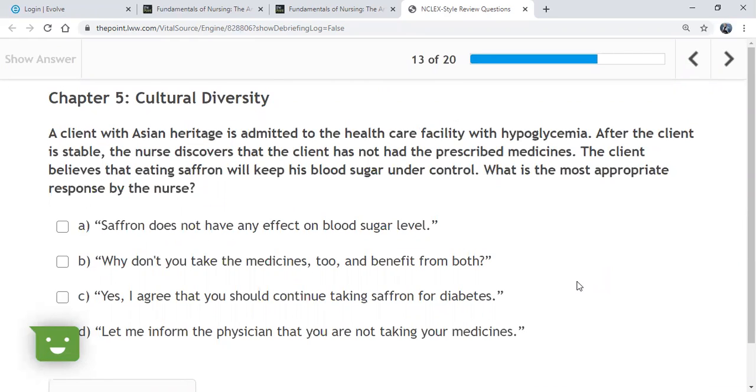A client with Asian heritage is admitted to the healthcare facility with hypoglycemia. After the client is stable, the nurse discovers that the client has not had the prescribed medicines. The client believes that eating saffron will keep his blood sugar under control. What is the most appropriate response by the nurse?